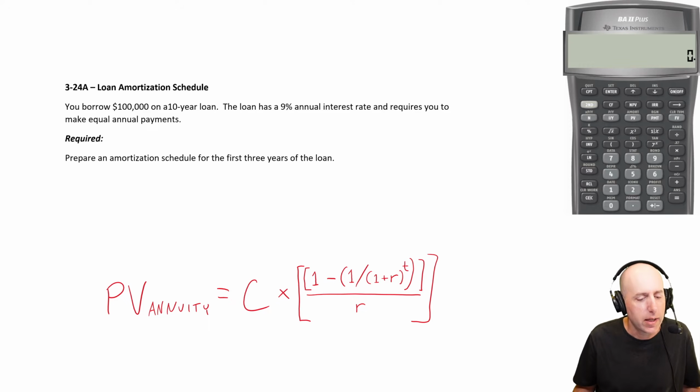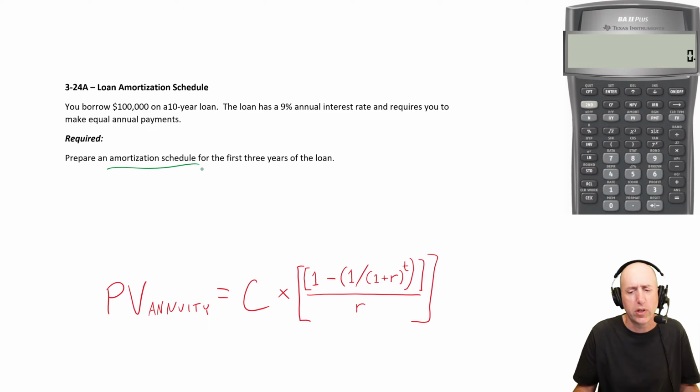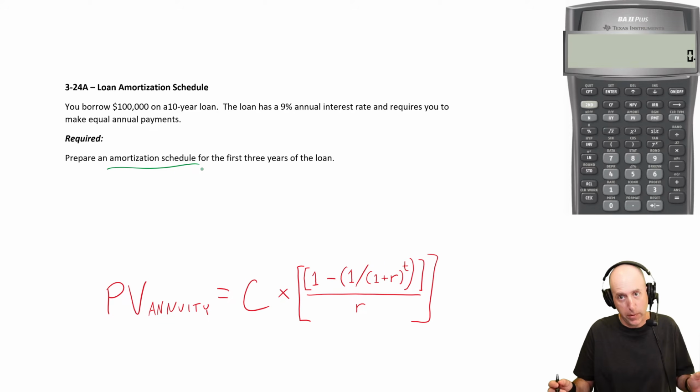You borrow $100,000 on a 10-year loan. The loan has a 9% annual interest rate and requires you to make equal annual payments. I know that they don't tell you how much those equal annual payments are. So for us to do a schedule, we've got to figure out how much the payment is. And in fact, before we can do a schedule, we've got to figure out what that payment is. So we're going to solve for the payment.